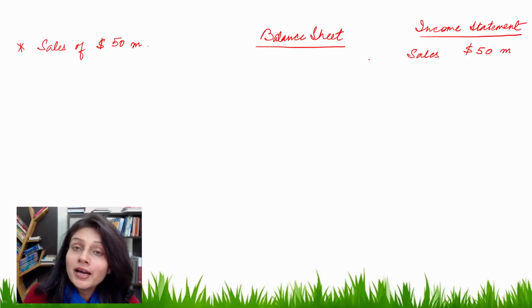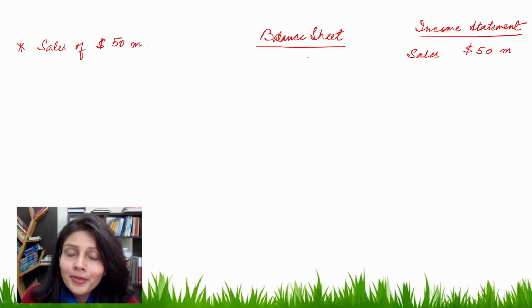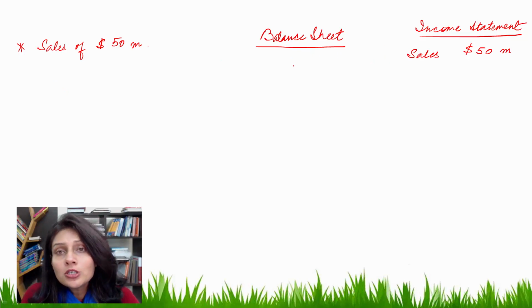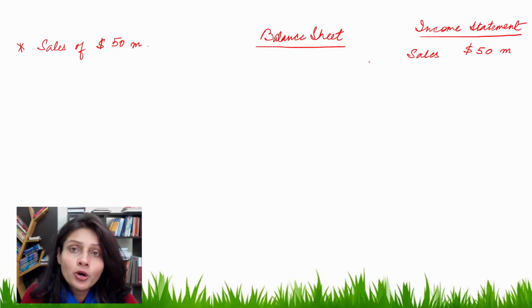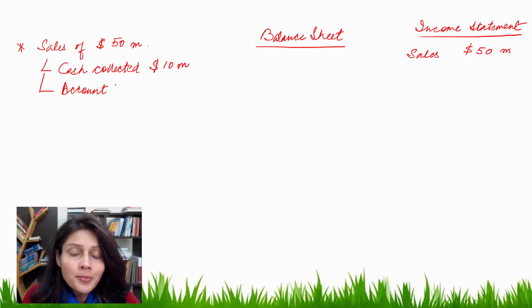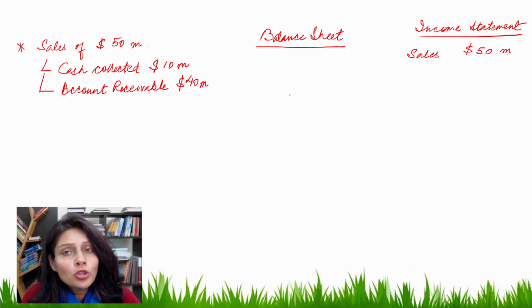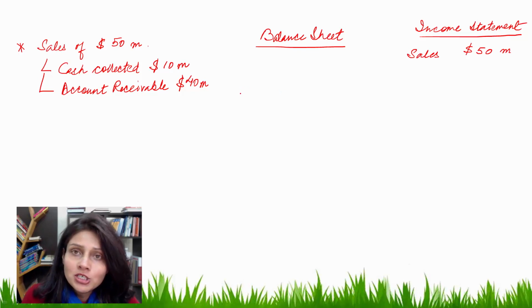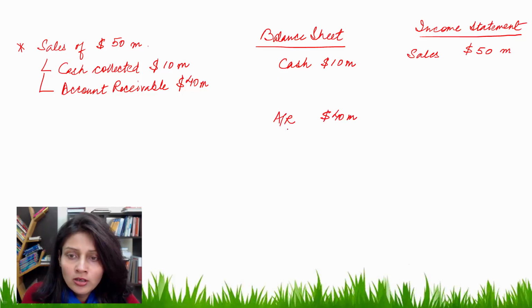Now the question is that should I show these sales on balance sheet also? And the answer for this is no. We cannot show the entire sales in balance sheet because we are not talking about cash sales entirely. So let's say at the end of the year for this transaction, the company has been able to collect cash of 10 million and the remaining 40 million is outstanding, and we would call it accounts receivables, which is also an asset. So both of these items will appear on the balance sheet. So we have cash of $10 million and we have accounts receivable, I'll short it as AR, of $40 million.